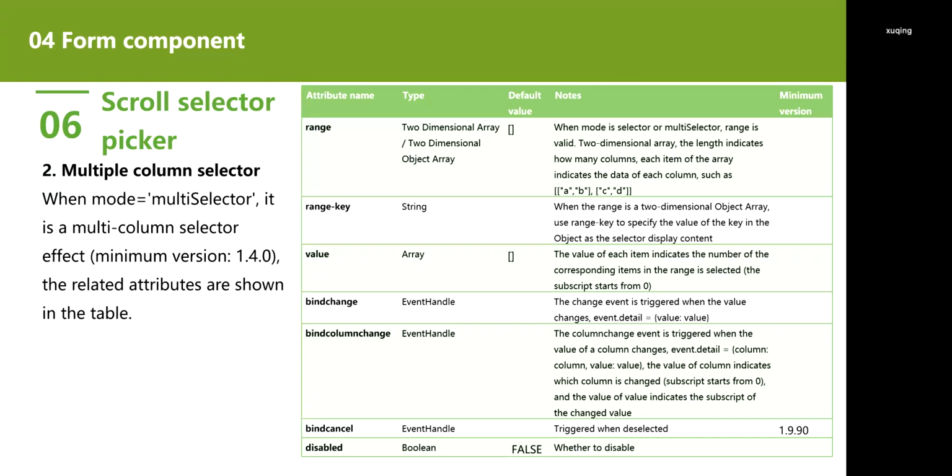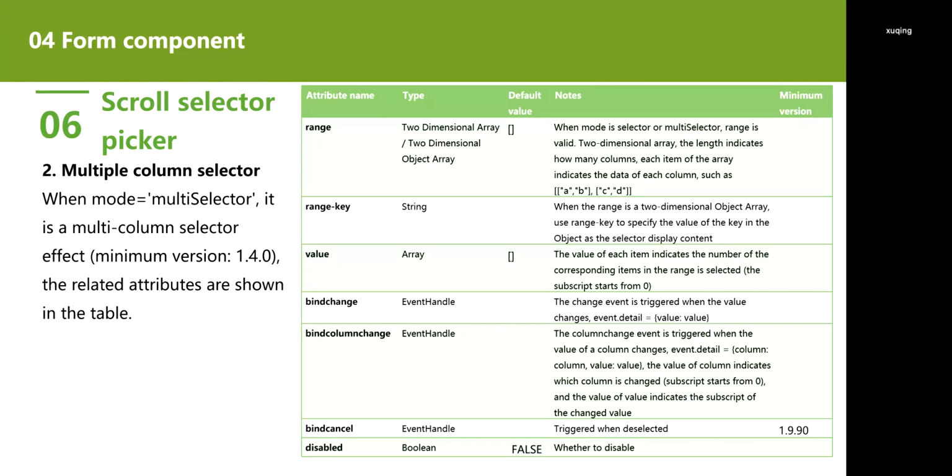And then we have the range key. When the range is a two-dimensional object array, we can use this range key attribute to specify the key in the object whose value is used as the selector display content. We have the value attribute. The value of each item indicates which of the corresponding items in the range is selected, and the subscript starts from 0. We have the attribute bind change. It is an event handler. The change event is triggered when the value changes.